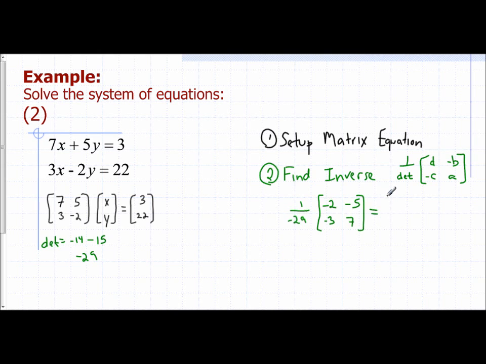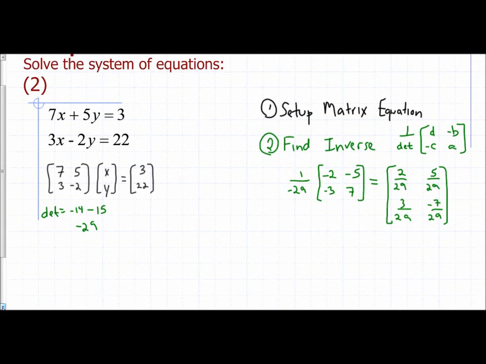And then perform your scalar multiplication. So 1 times -2 is -2, so -2 over -29 is a +2 over 29. -1 over 29 times -5 is +5 over 29. -1 over 29 times -3 is +3 over 29. And this would be -7 over 29. And so then there's our inverse matrix.